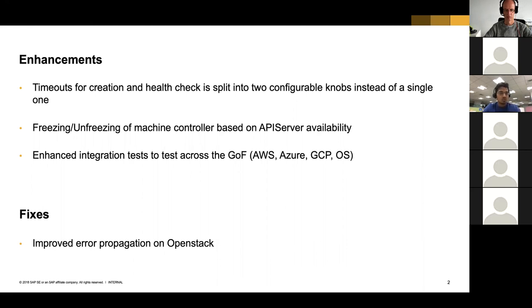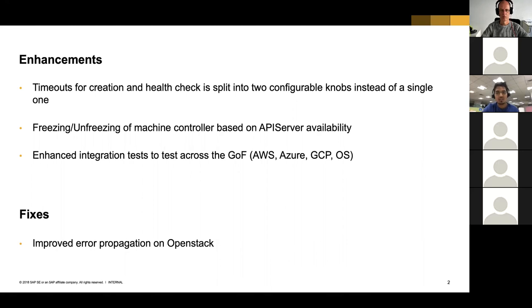Okay, so just to add a little more on the first topic on the timeouts, because it's very much relevant for Azure as well. What used to happen in the past is that whenever a VM stops responding to the API server, we had only one knob, which says that if the VM does not respond for exactly 10 minutes, then we should replace it with a new VM. But that was the same knob that we were also using when a VM is first created.